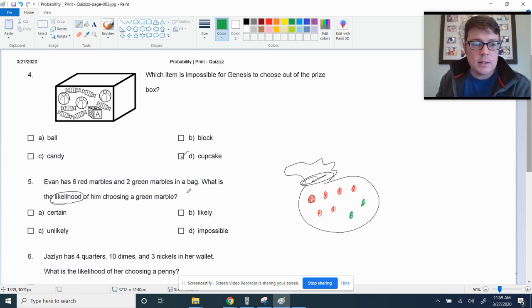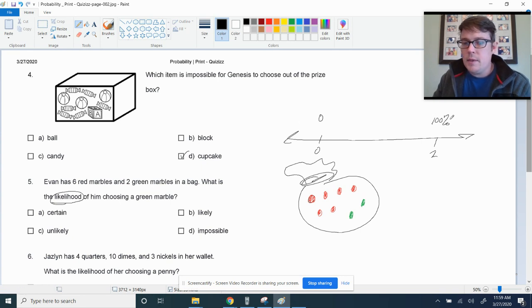And it wants to know, what is the likelihood of him choosing a green marble? Well, we haven't talked about this, but probability is on a scale. Probability is on a scale from 0 to the number 1. And it's kind of like a double number line, honestly, because you could think of this as also 0 and 100%. And within that range is all of your possibilities for probability.